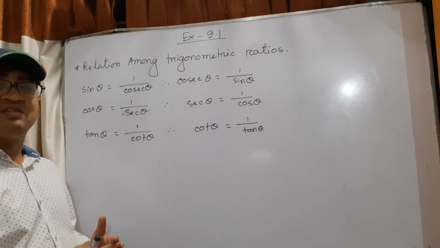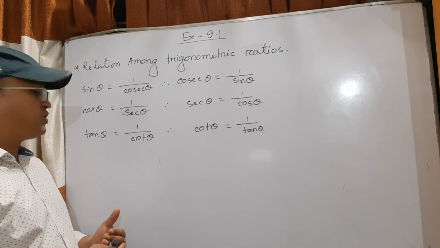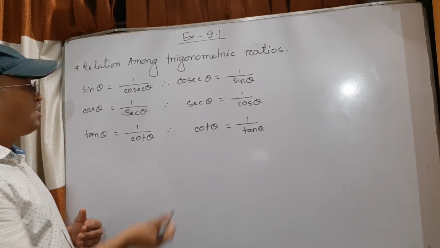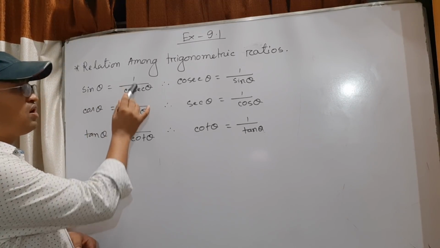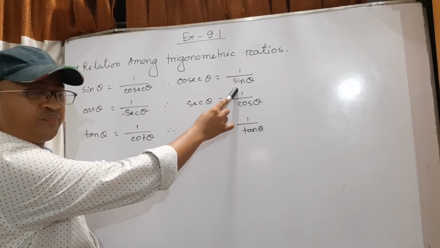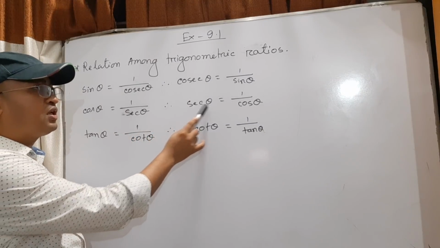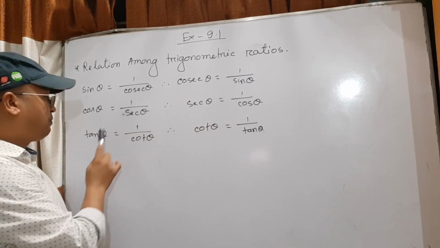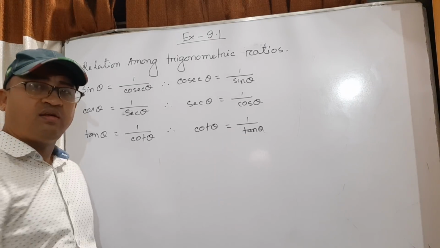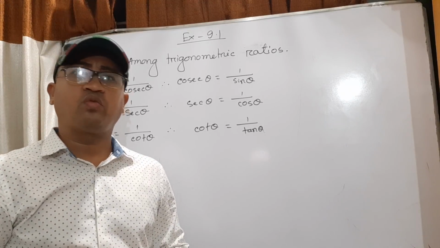Cos theta is the opposite of sec theta, so it will be 1 by sec. And cot theta is the opposite of tan theta, so it will be 1 by cot. Now look, if sin theta equals 1 by cosec theta, definitely cosec theta will be 1 by sin theta. If cos theta equals 1 by sec theta, therefore sec theta will be 1 by cos theta. If tan theta equals 1 by cot theta, so cot theta will be 1 by tan theta. These are the relations among the trigonometric ratios.